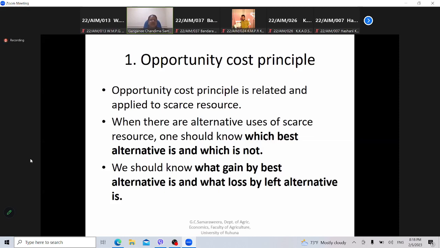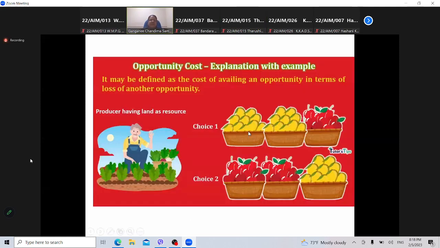Okay, so I think you can understand what gain by best alternative is and what lose by left alternative is, though opportunity cost is explaining this. Basically, we can see your favorite example. Let's say you have two choices. Last time we have done some calculations as well. But today, with that basic knowledge, just another example.